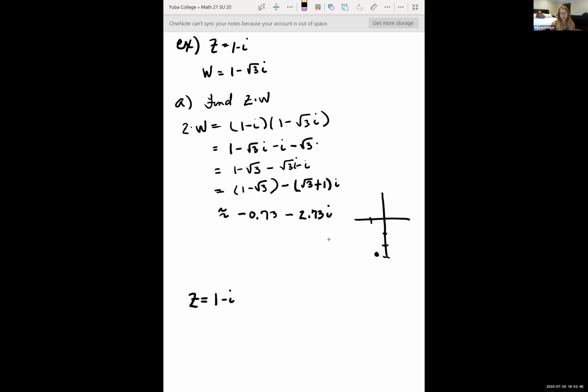So z is equal to 1 minus i. We want to convert this. So first thing we can do is we can graph it. We want to graph z to find what our r value is and what theta is. So if we graph z, this is going over 1 and down 1.